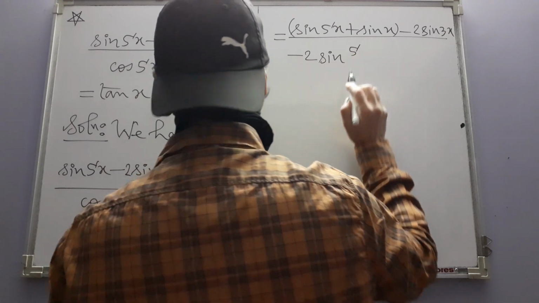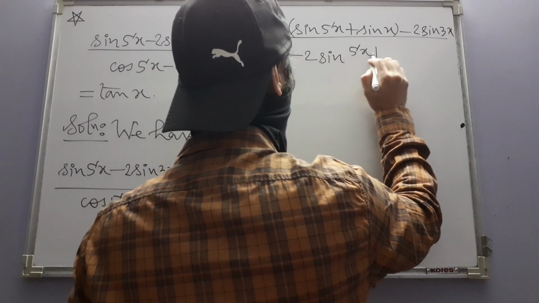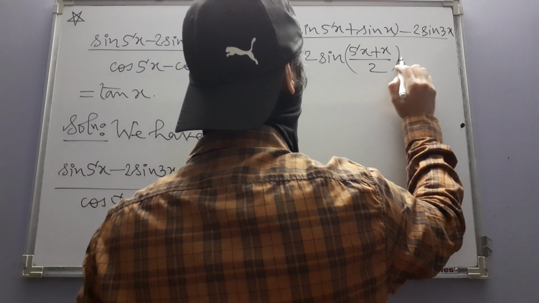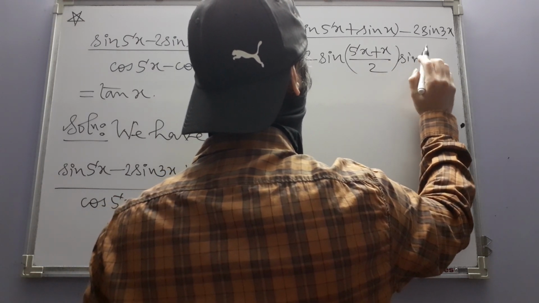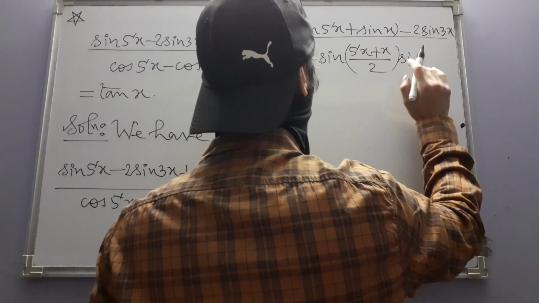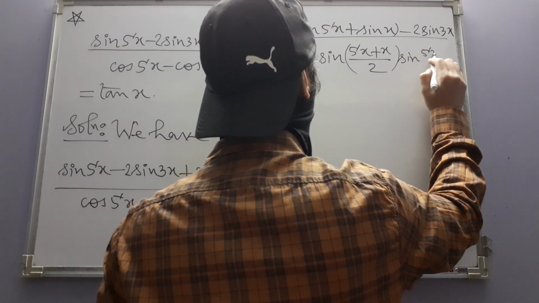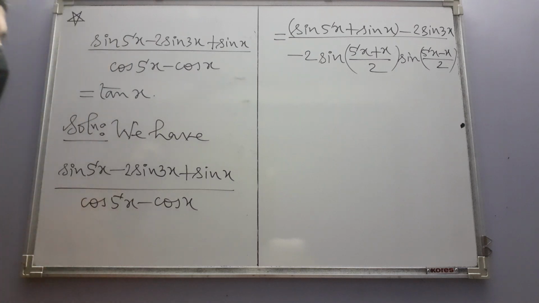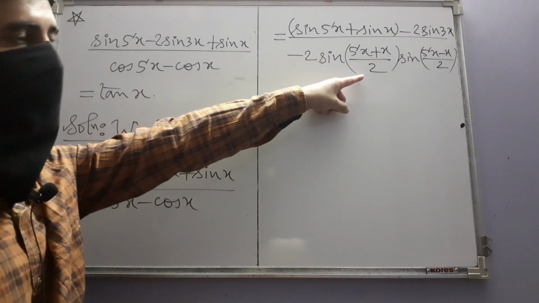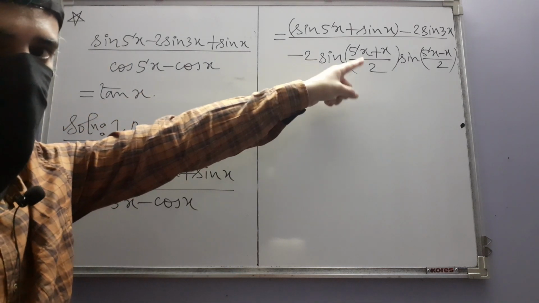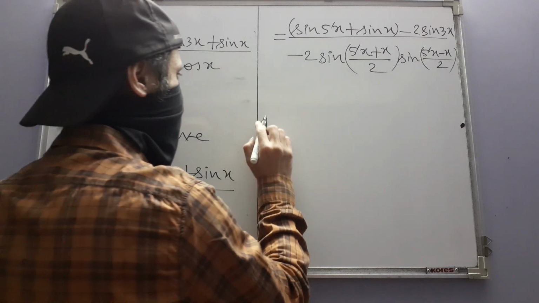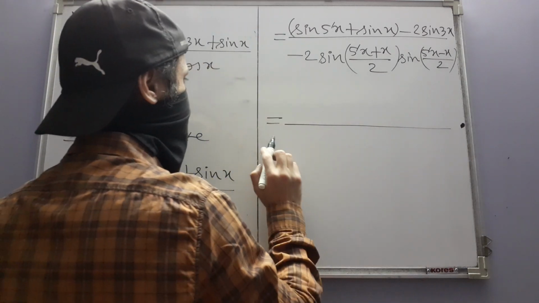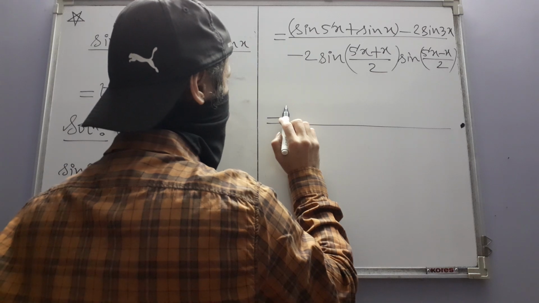Sine 5x plus x divided by 2 times sine 5x minus x divided by 2. Do not write the final value here immediately. Okay, you show these things. In the numerator also you accordingly have to show it.